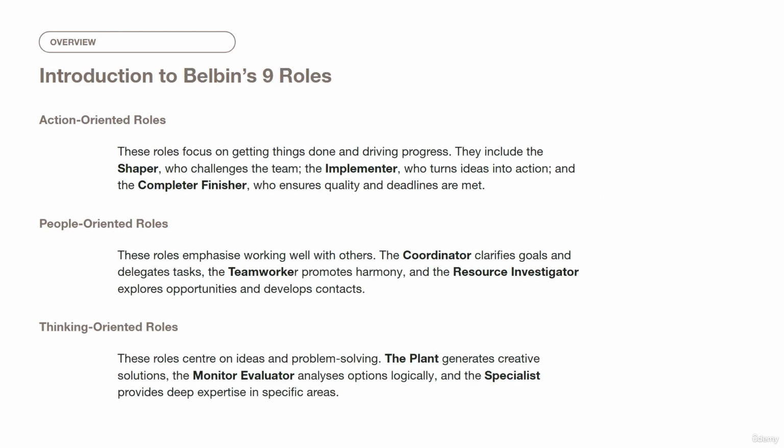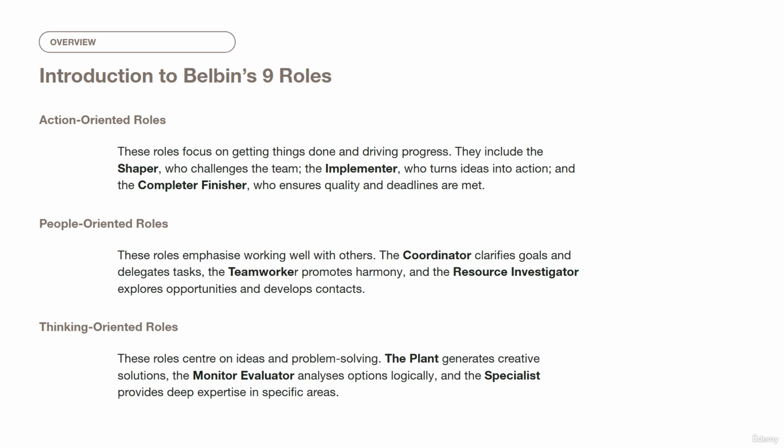Okay, so Belbin had 9 different roles, and they were organized into 3 different categories. So we have what are called the action-oriented roles, first of all. These roles focus on getting things done and driving progress. So we include the shaper, who challenges the team and sort of has the vision about how things are supposed to work. The implementer, who turns ideas into action. And the completer finisher, who ensures quality and deadlines are met.